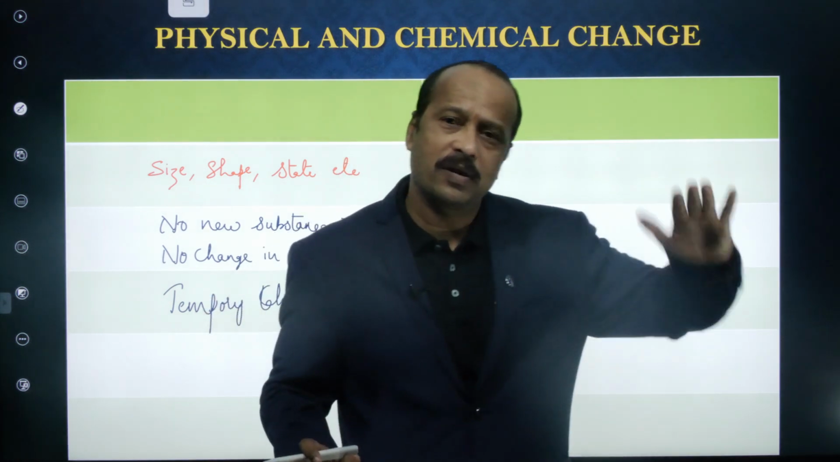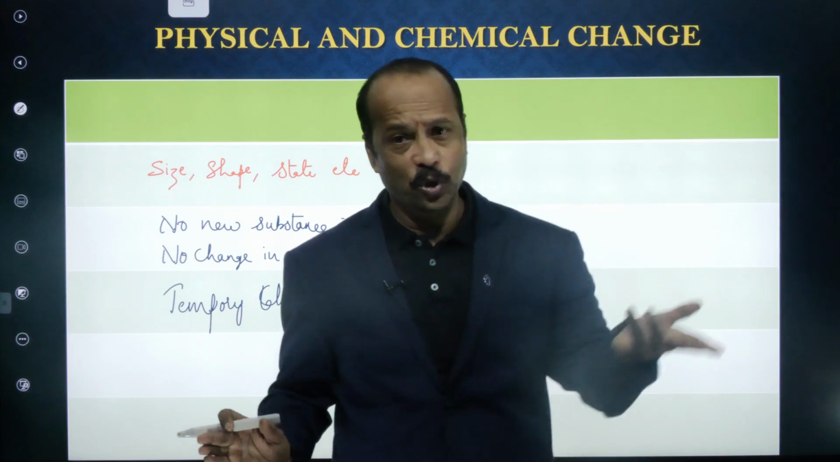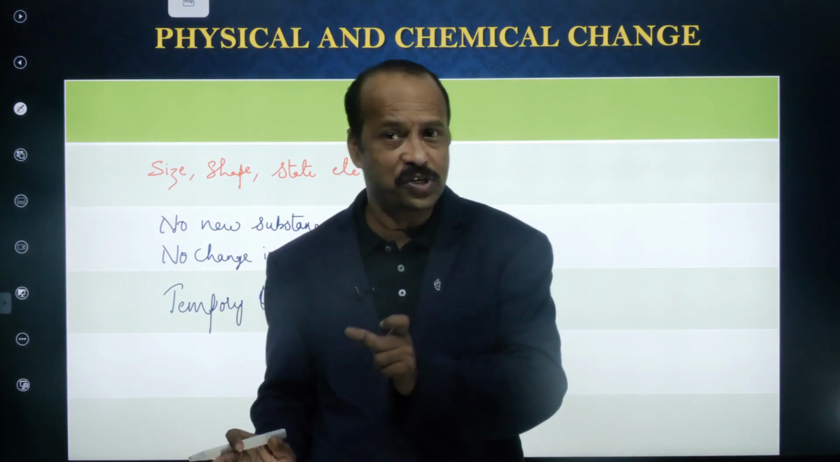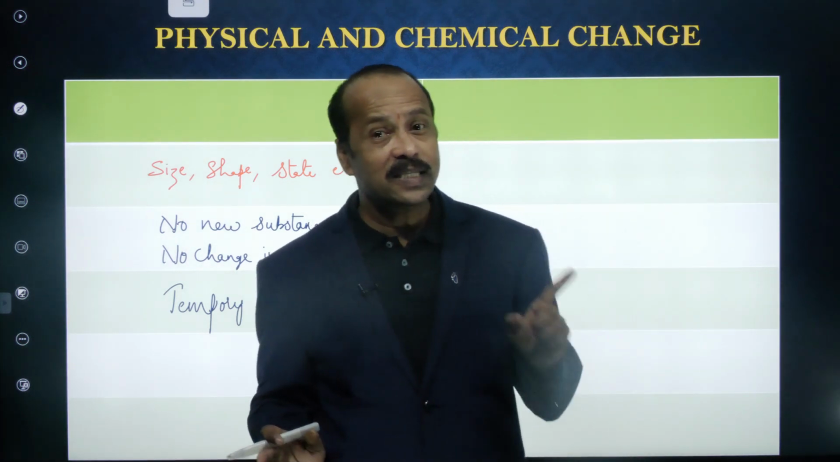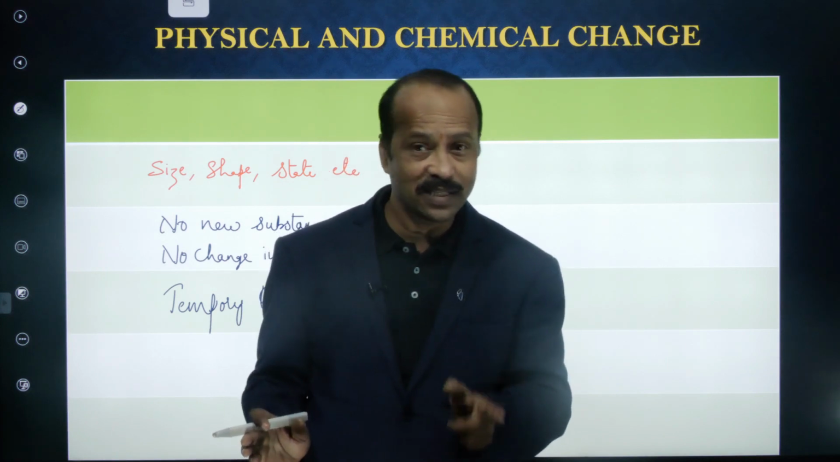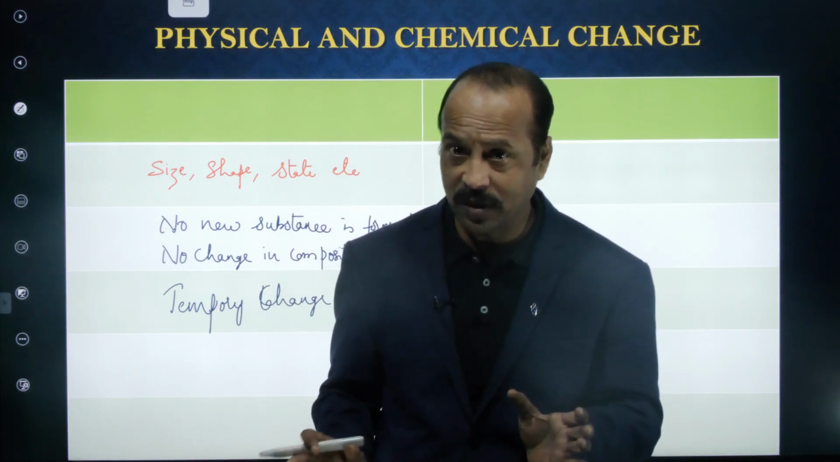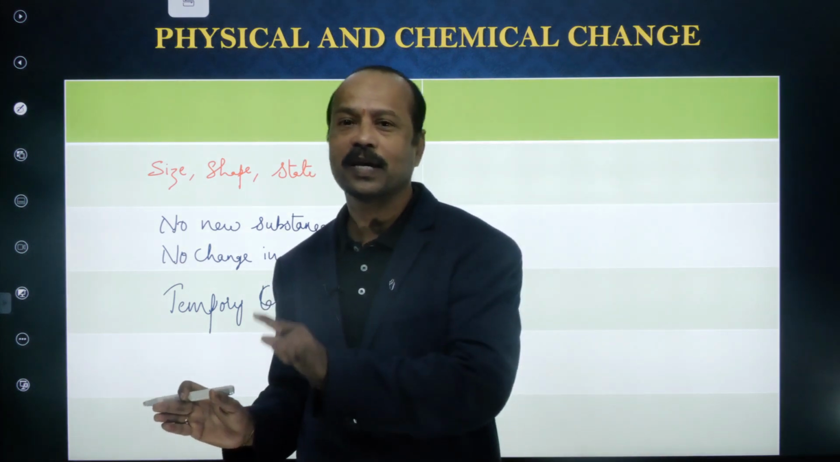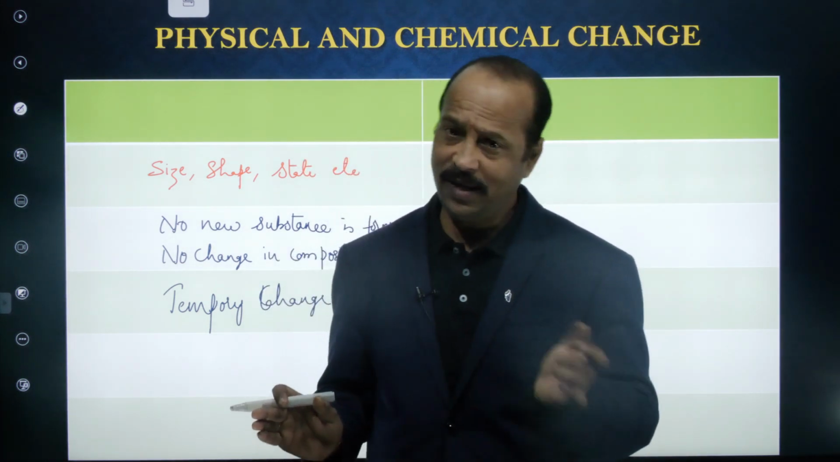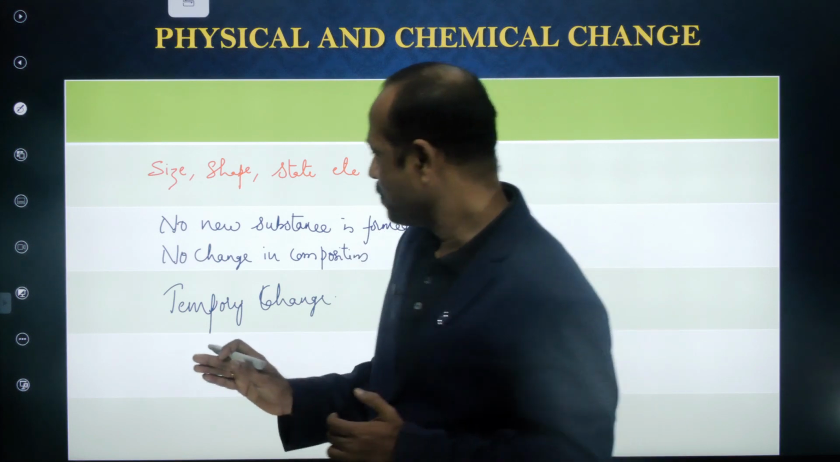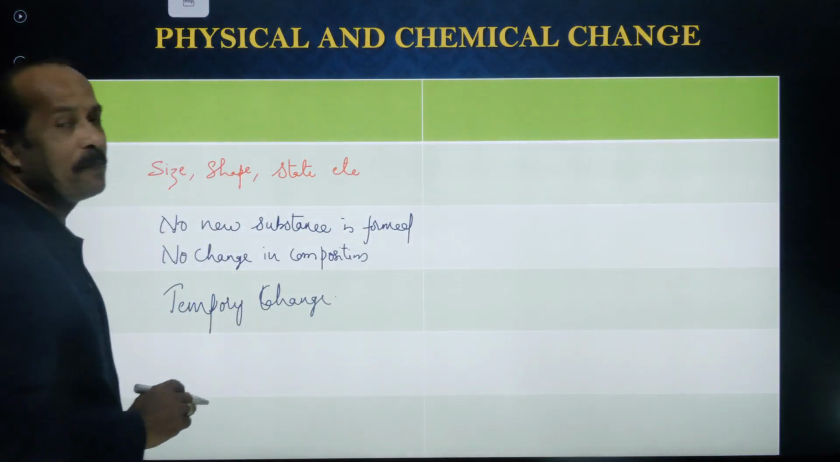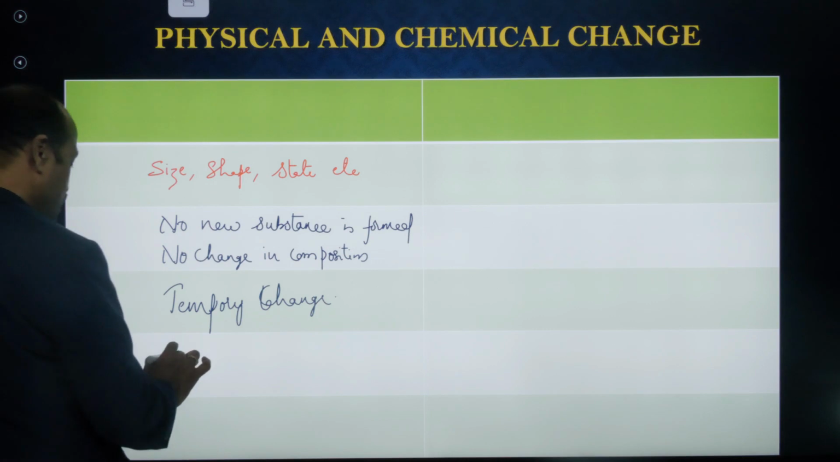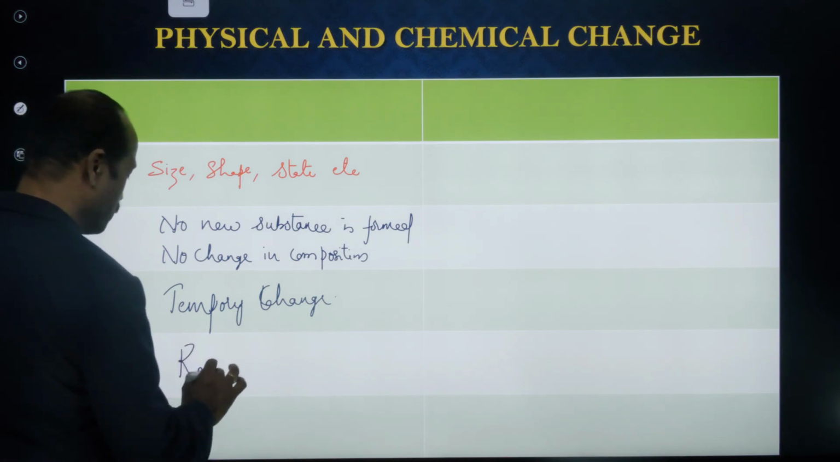Permanent means forever. If you change the water into ice, does the water exist forever as ice, in the solid state? No. If the conditions change, it turns into liquid water again, right? So this type of change is called a temporary change, and this change is reversible.